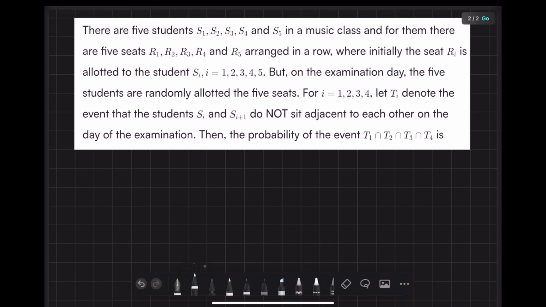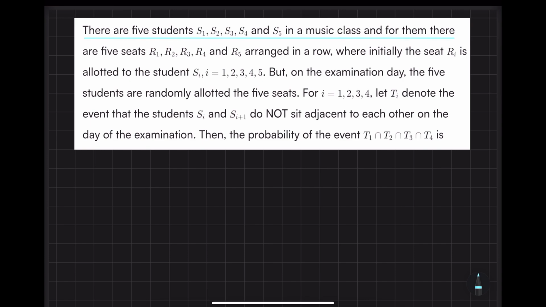So till this part, if you observe, everything is the same. There are 5 students S1, S2, S3, S4, S5 in a music class. For them there are 5 seats R1, R2, R3, R4, R5 arranged in a row, where initially the seat Ri is allotted to the student Si, where i stands for 1, 2, 3, 4, 5. But on the day of examination, the 5 students are randomly allotted the 5 seats.